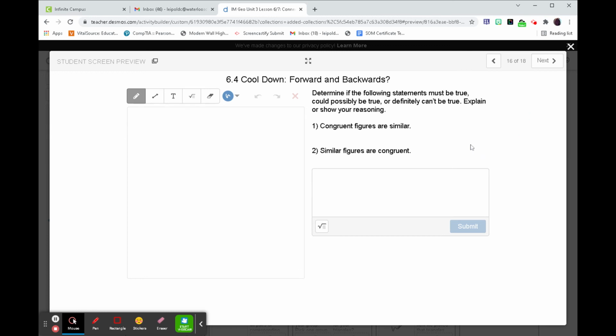Now, this is one thing we're going to talk about on Friday also. I want you to think about this. Determine if these statements must be true, could be true, or definitely cannot be true. Congruent figures are similar. Similar figures are congruent. So again, these are converse statements. Congruent figures are similar. The converse, flipping it around: all similar figures are congruent. If it helps to draw some pictures, use the space over here, but then try to explain that. We'll talk about it on Friday.